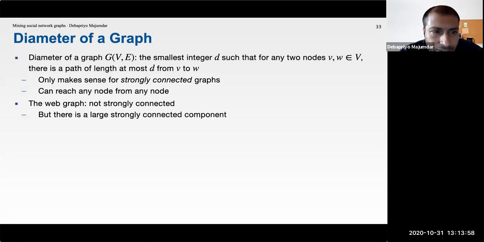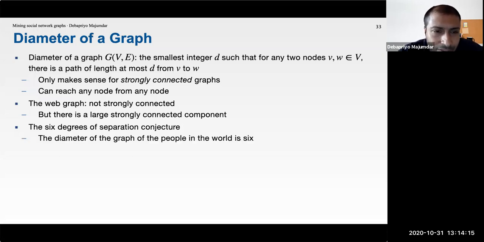The web graph is not strongly connected, but there are large strongly connected components, and for those you can apply this. And there is this funny Kevin Bacon six degrees of separation conjecture, which is popularly talked about anywhere in the world, that the diameter of the graph of the people in the world is 6, not Facebook. There may be people who are not on Facebook or some social network, right? But if you consider the real graph of people in the world, I know you, you know somebody else, and so on, then from any person to any person, the maximum distance is 6. That is the idea.